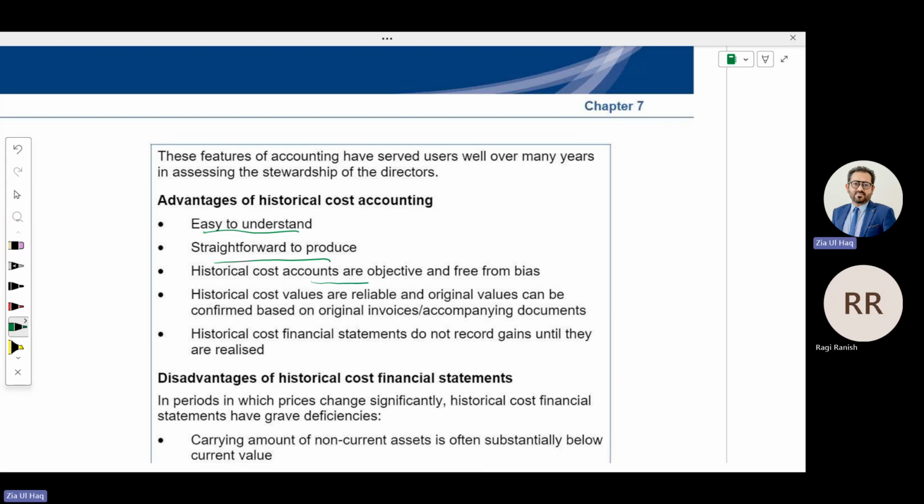Historical cost accounts are objective and free from bias because there are no estimates involved. Value in use, like, involves estimates of future concepts and estimates about the discount factor. Historical cost values are reliable, and original values can be confirmed based on original invoices and documents. What is the cost? You can verify it from the invoice.